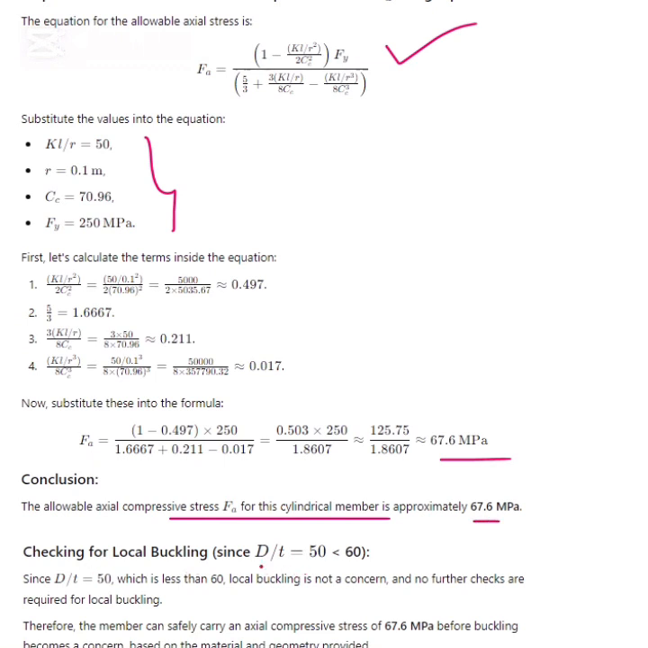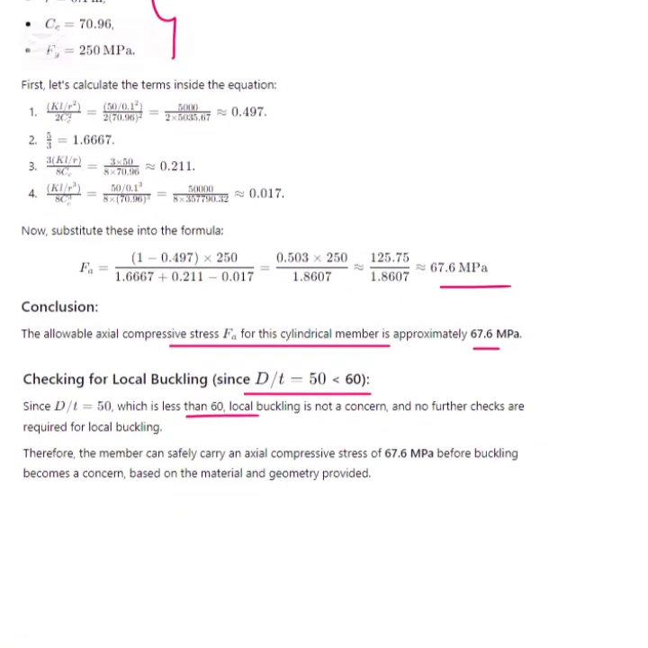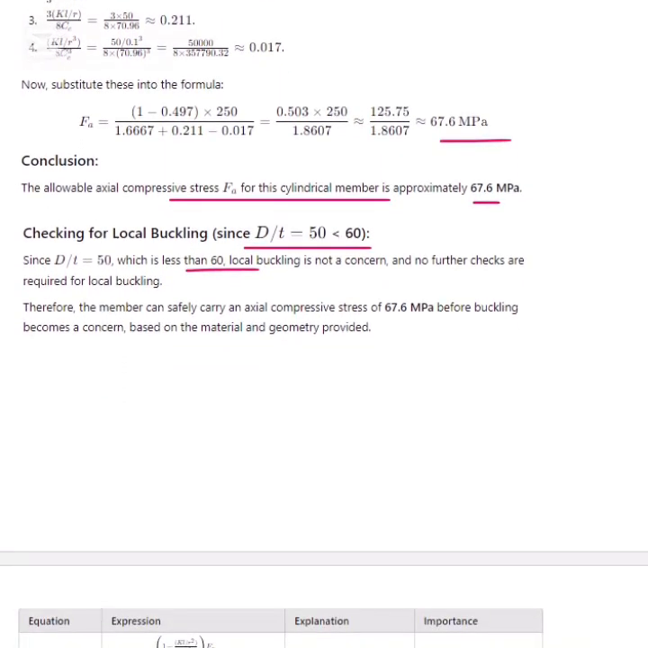Local buckling is not applicable, right? Since d/t is less than 60, local buckling is not a concern. No further checks are required for local buckling. Therefore, the member can safely carry an axial compressive load of 67.6.